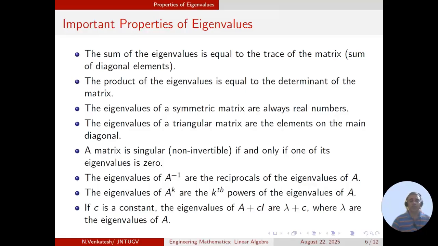Similarly, for some constant C, if you know the eigenvalues of A, you can find the eigenvalues of A plus C times I. Those are nothing but lambda plus C. These are very useful properties which are helpful in finding eigenvalues simply.